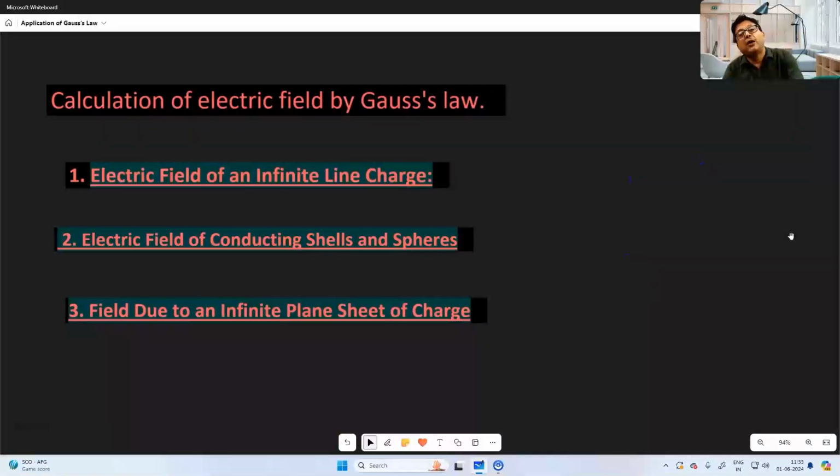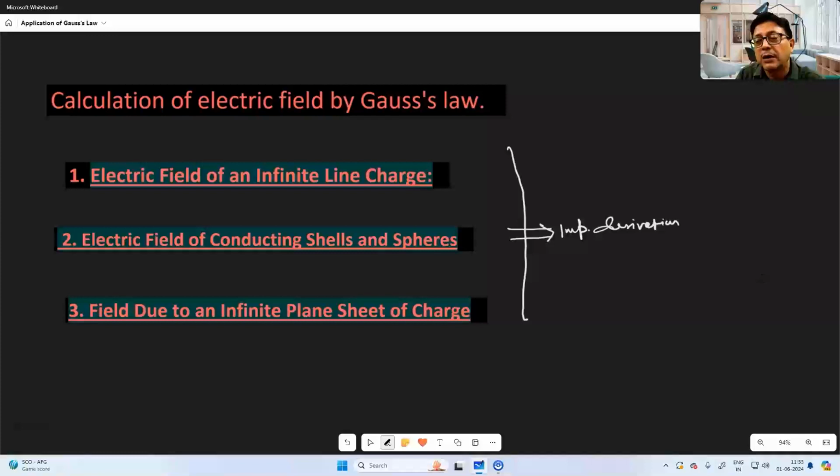Electric field of an infinite line charge. Then electric field of conducting shells or spheres. Field due to an infinite plane sheet of charge. This derivation will help you to understand Gauss law. These derivations are important for the board exam. Okay, these three we are going to do one by one.